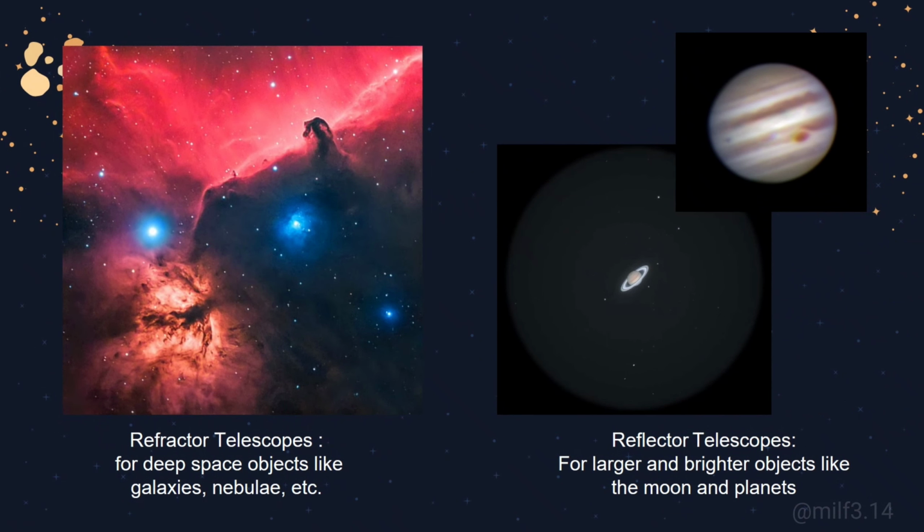Refractors are mostly used for deep sky objects like galaxies and nebulas, etc., while reflectors are used for brighter objects like planets, moons, etc. I hope you all understood the difference between all these three telescopes.